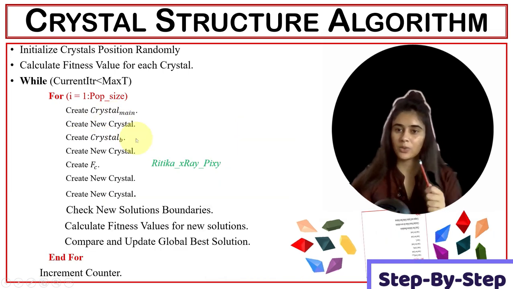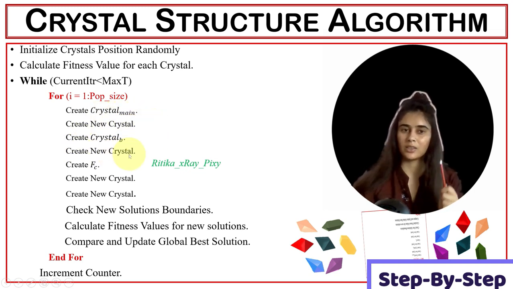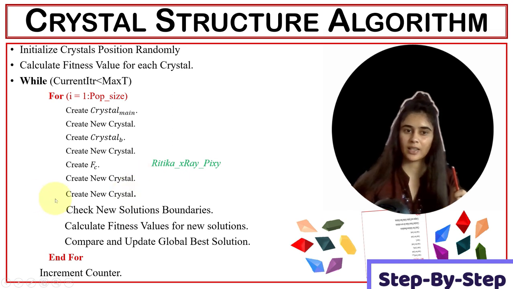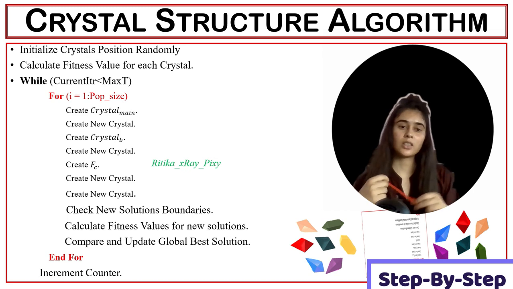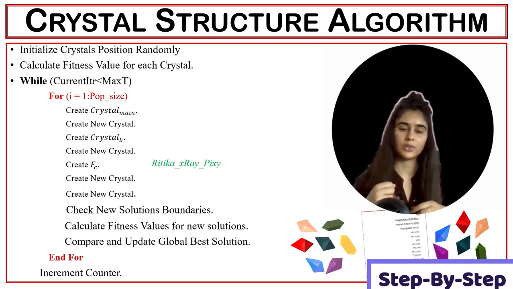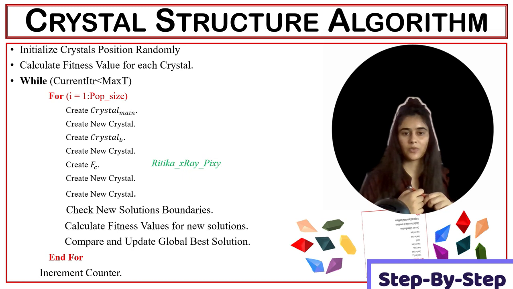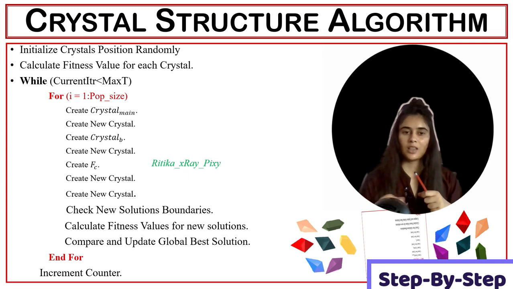We created a new crystal. So first we created a new crystal using main crystal, then we created a new crystal using best crystal, after that we created a new crystal using randomly selected crystal, and finally we create a new crystal using this equation. When the new crystal is created, it means it is a new solution, so we need the value inside the bounds, that is within the lower bound and upper bound. So we'll do the boundary check to determine whether the new values for the crystals we calculated are within the boundary or not.